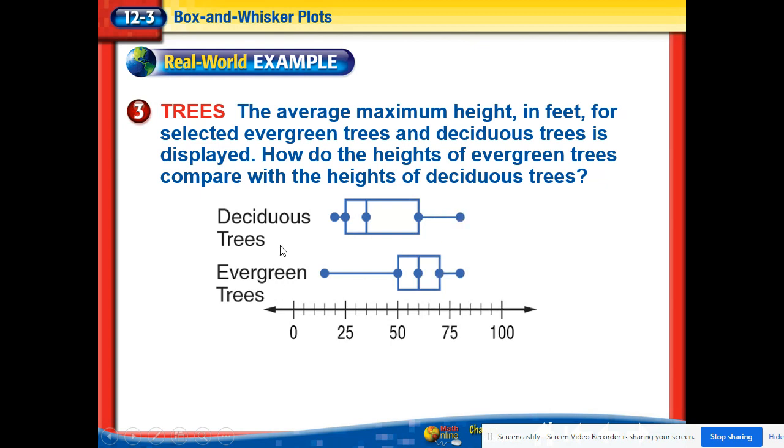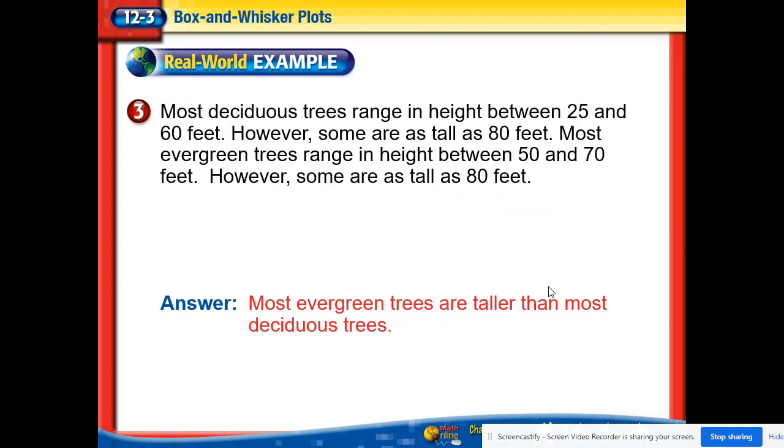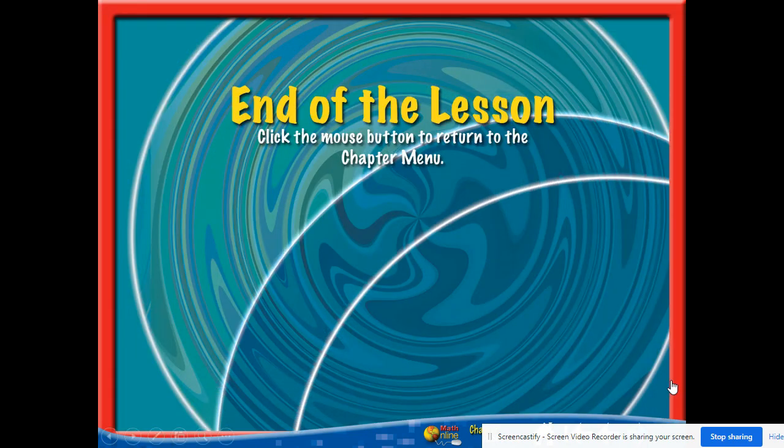So a couple more. We can even compare box and whiskers graphs. So we have deciduous trees and evergreen trees. How do the heights of these compare? Well, to me, looking at our data here, it looks like evergreen trees are significantly taller than the deciduous. Their data is just way up here. Can they be about the same? Yes. But overall, the evergreens are taller. And that's all I have for you today.